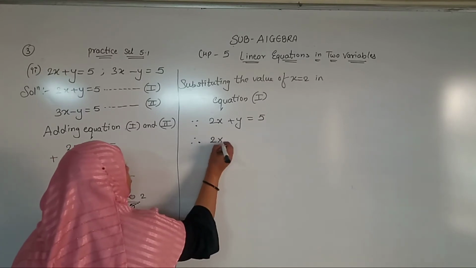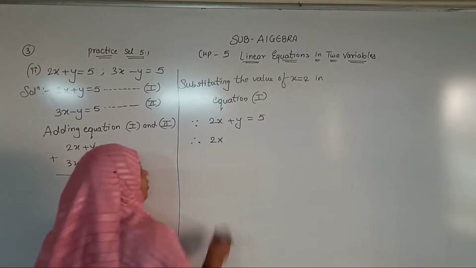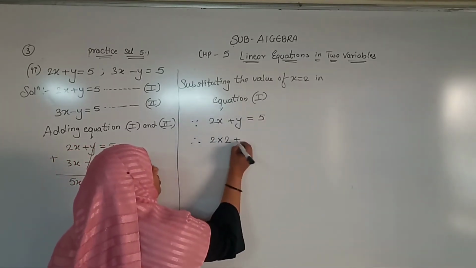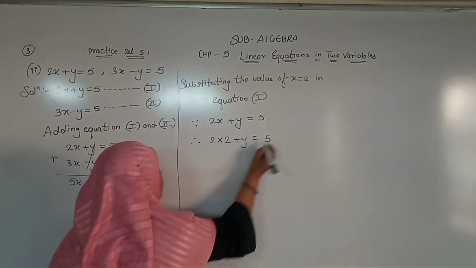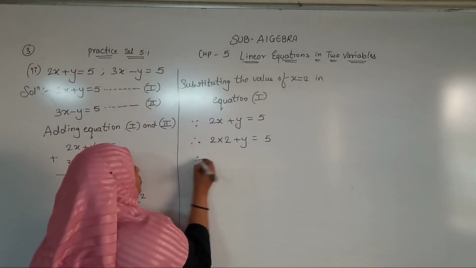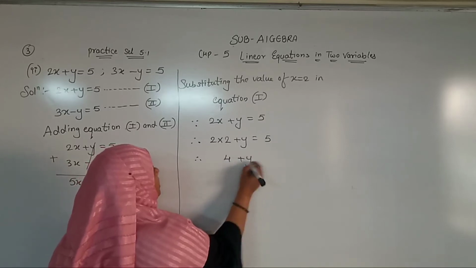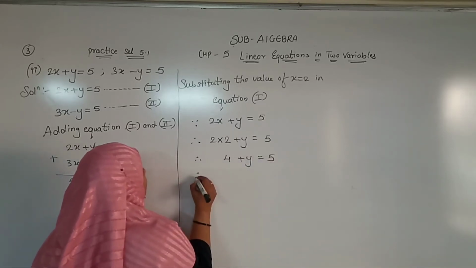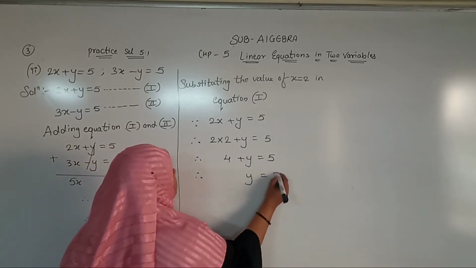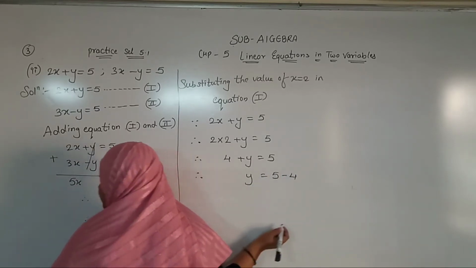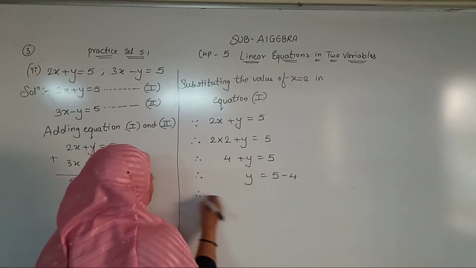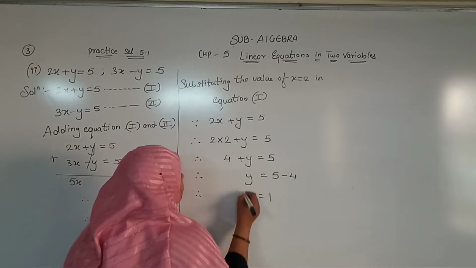Therefore, 2 into x, the value of x is 2, plus y is equal to 5. So, therefore, 2 twos are 4 plus y is equal to 5. So, therefore, y is equal to 5 minus 4. So therefore y is equal to 1.